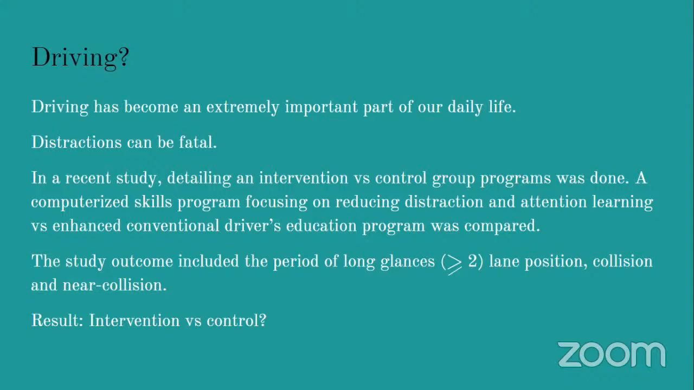In a recent study, an intervention versus control group program was done. It used a computerized skill program focusing on reducing distraction and increasing attention learning, versus the enhanced conventional driving process and educational program. The study outcomes included the period of long glances, lane position, collisions, and near collisions. The results showed that the intervention group had a decrease in long glances and a decrease in collisions and near collisions, as their distraction was reduced and their attention span improved during this intervention.